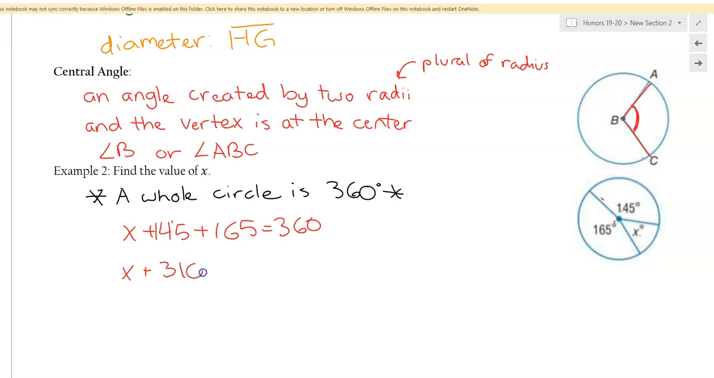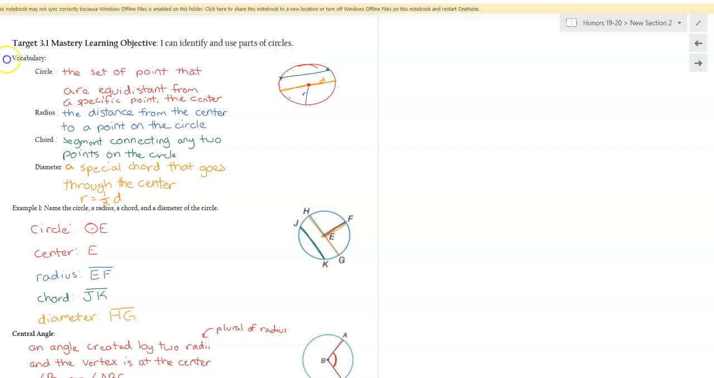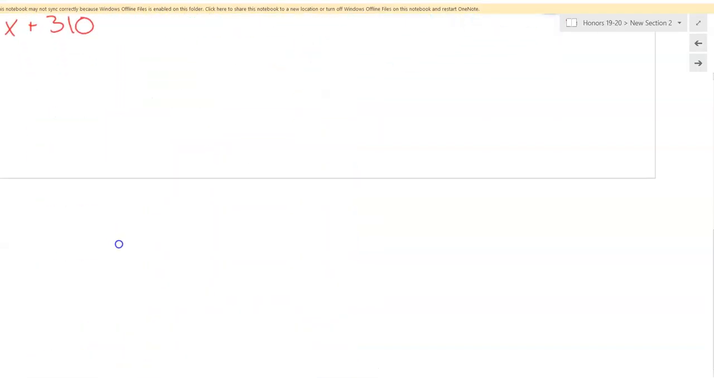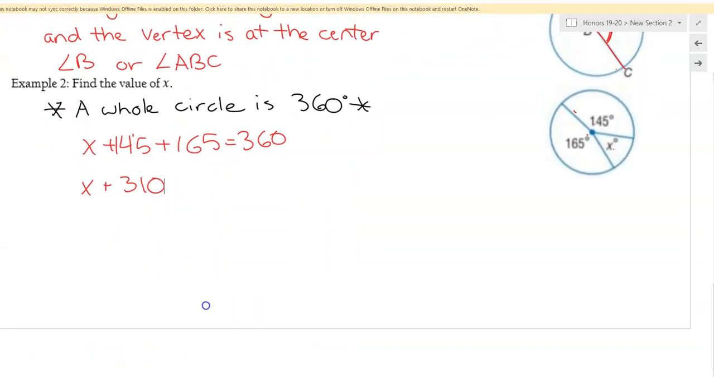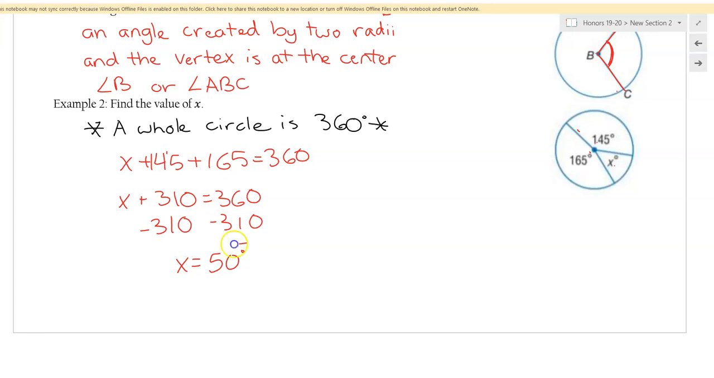310, I believe that is. And yeah. So x plus 310 equals 360. And then I'm just going to subtract 310. And x equals 50 degrees.